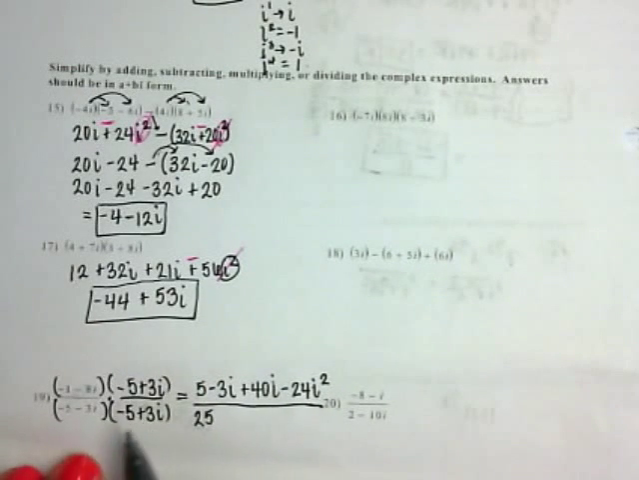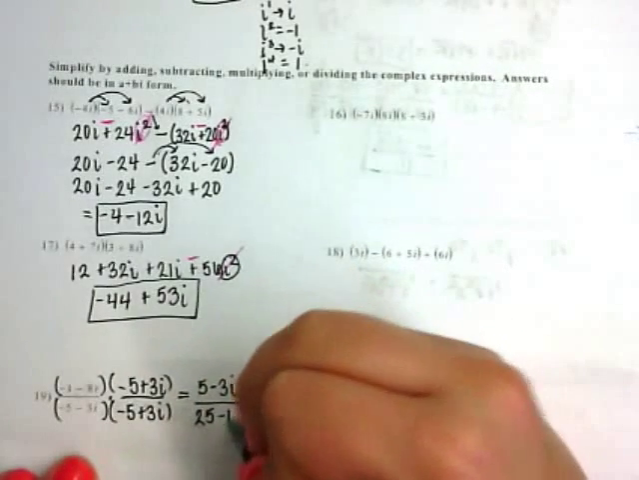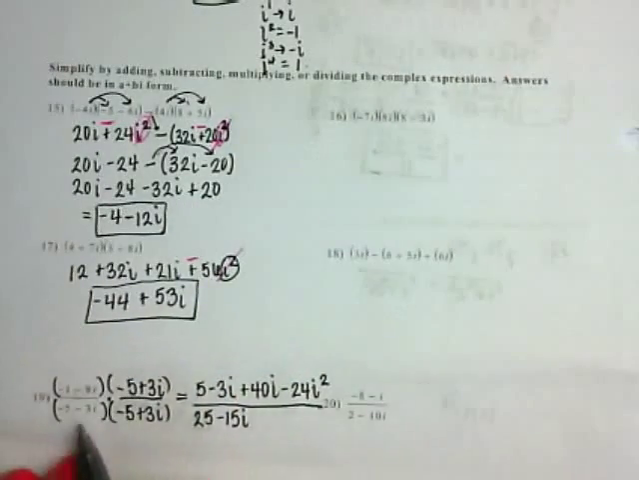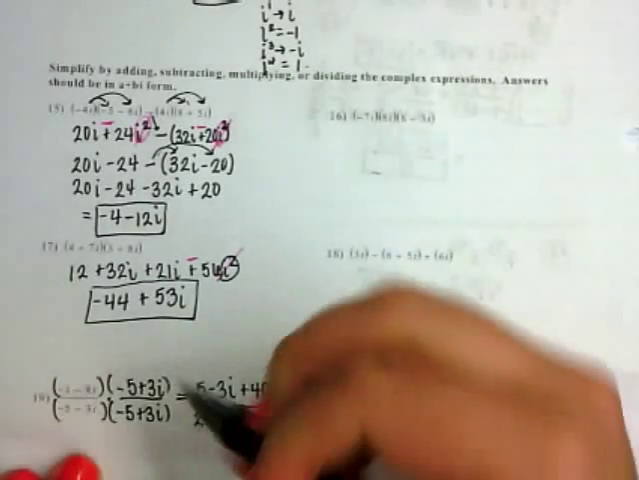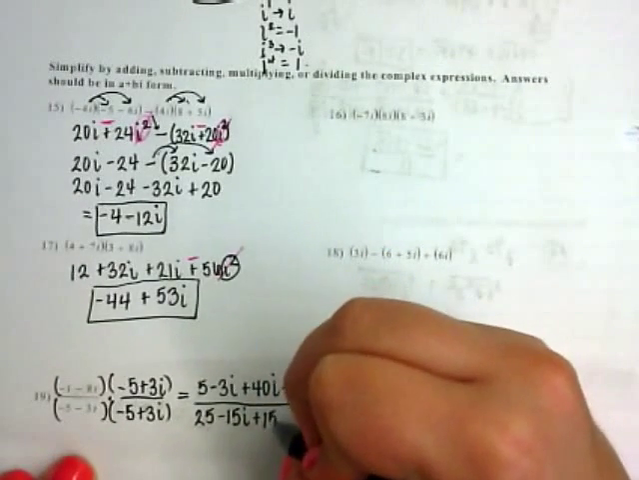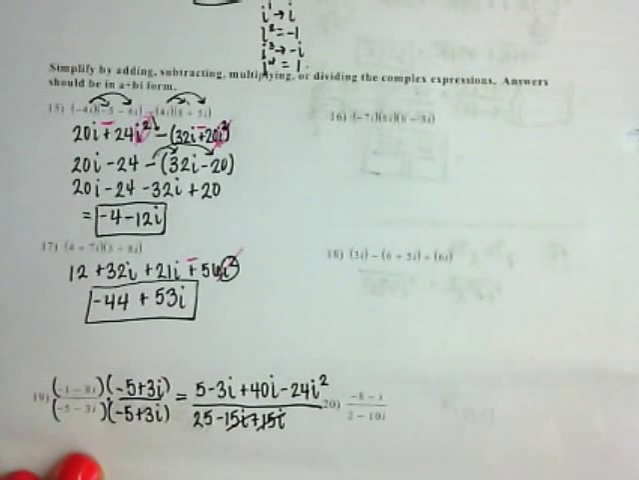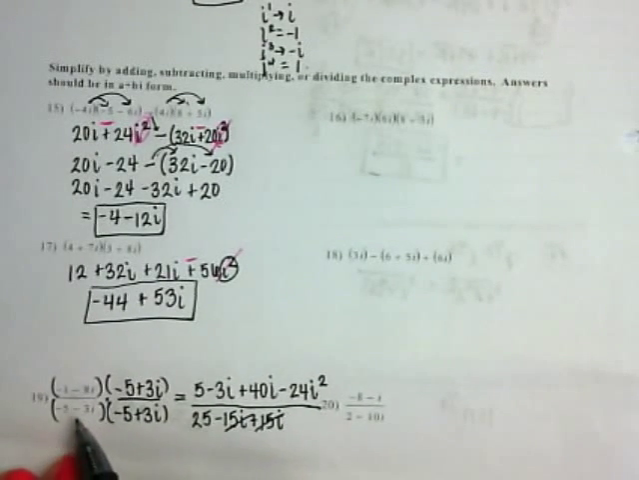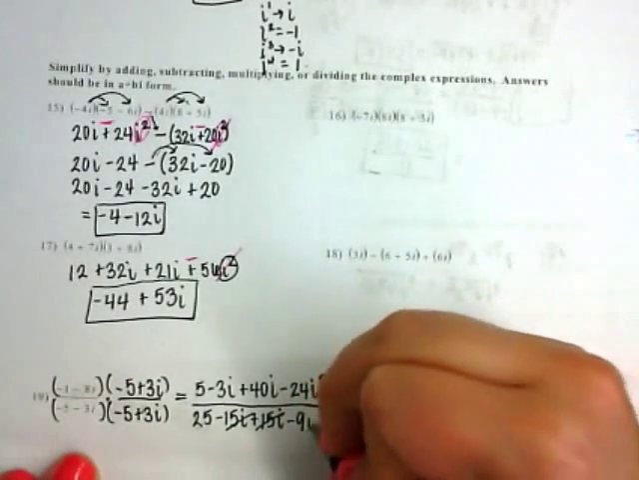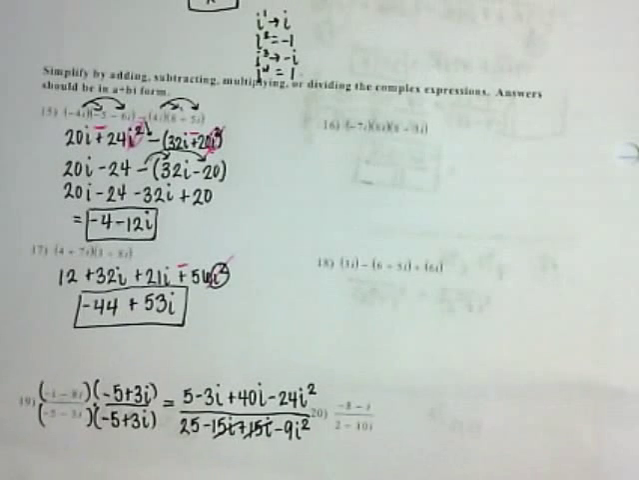And remember, when we multiply by the conjugate, the whole point is to get i to go away, and always the middle terms will cancel. So negative 5 times 3i is negative 15i. Negative 3i times negative 5 is positive 15i. So as you guys see right there, those will cancel as they're supposed to. And lastly, negative 3i times positive 3i is negative 9i squared.